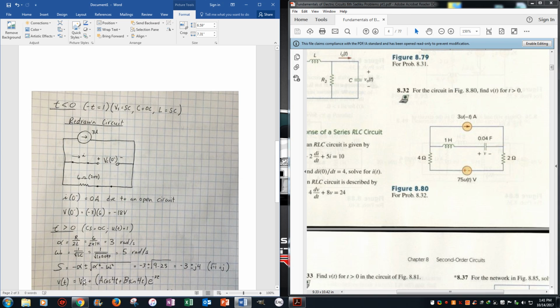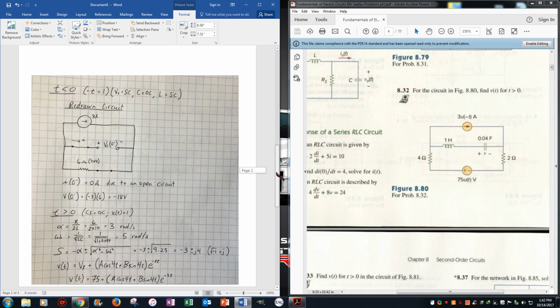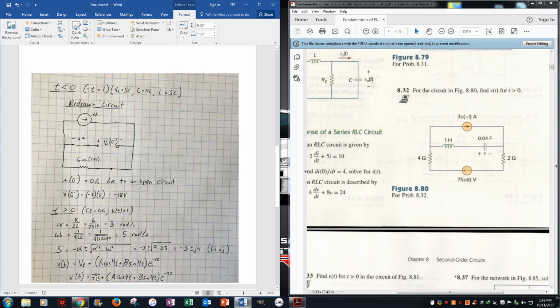And v(t) is given by another formula, so you just replace this with the 4 out here, and you put an e, and the negative 3 is the number that's in front, so negative 3t. This will then get replaced with the 75 volts. So this is the 75 volts that's active, plus A cosine 4t, the 4 from here, plus B sine 4t, times e to the negative 3t.